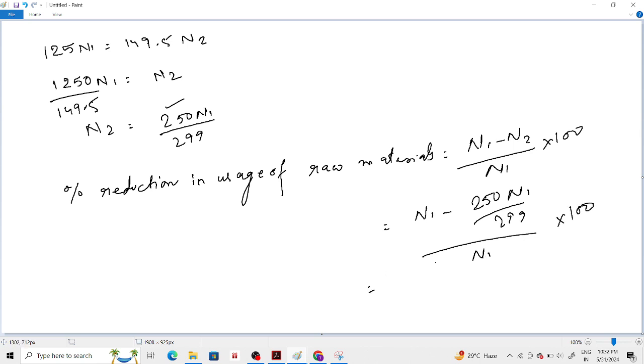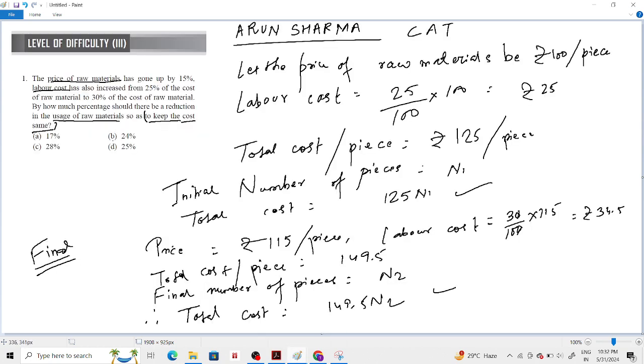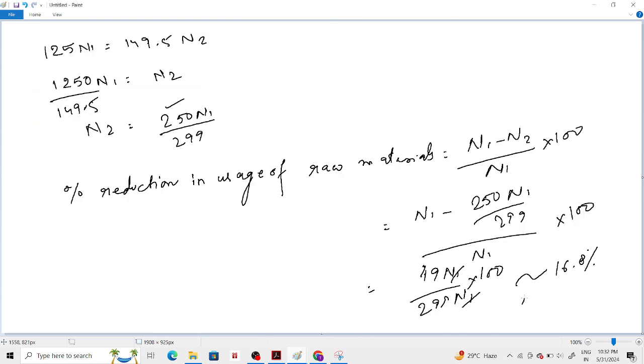into 100. So that gives 49 n1 divided by 299 n1 into 100. So n1 gets cancelled out, and that gives me 16.8%. Okay, and if I go back to the options, then I can see that the best matching option is 17. So the answer will be option A, 17. Hope this clears this sum.